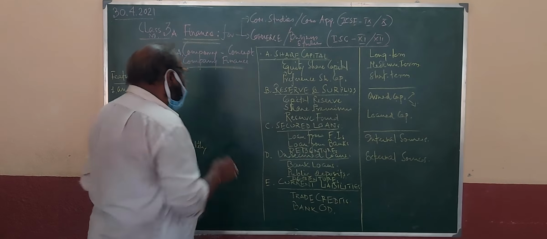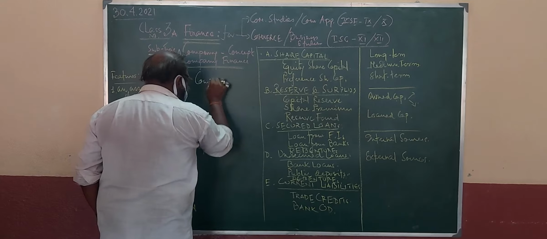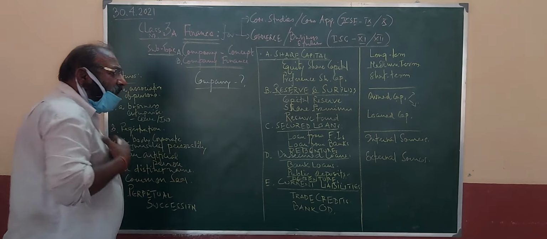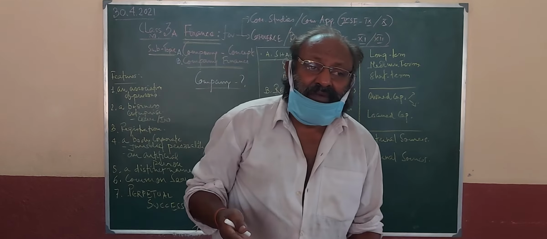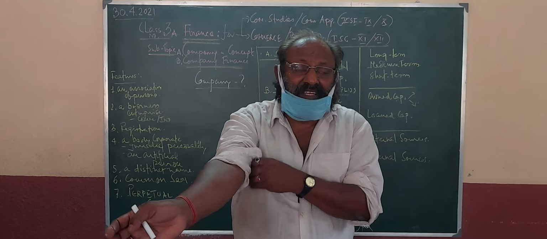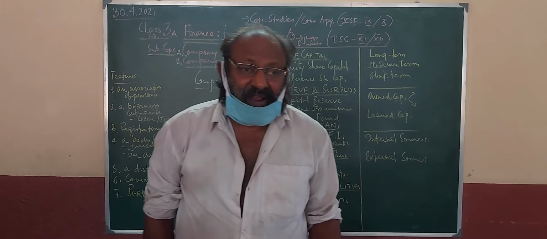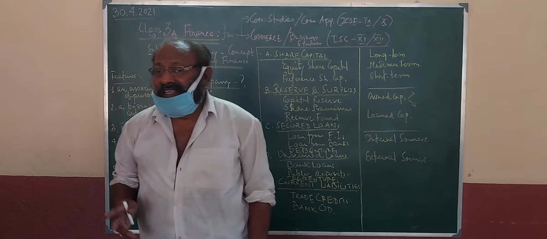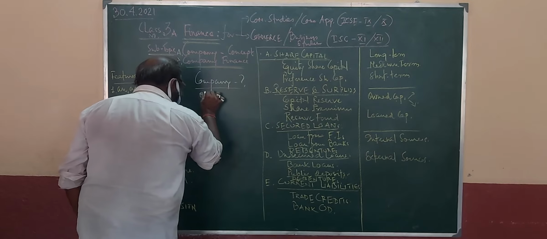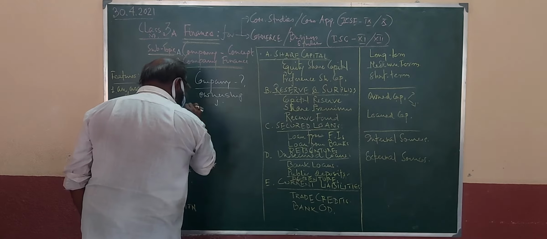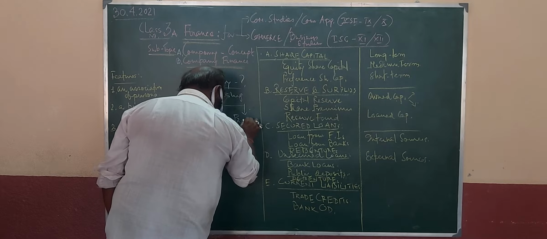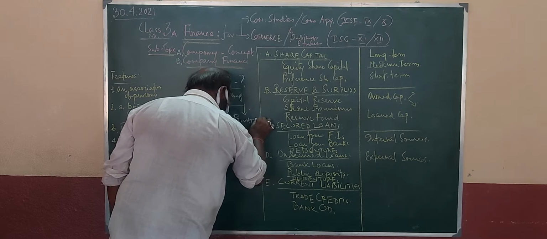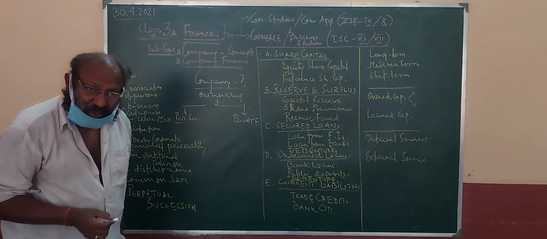Now, what is a company? Yesterday, I was delivering some material with regards to the different types of ownership patterns, that is, the ownership patterns of business enterprises. There I told you that one is public sector ownership, that is government organizations, and there is another, private sector, where enterprises are owned by a private individual or individuals.